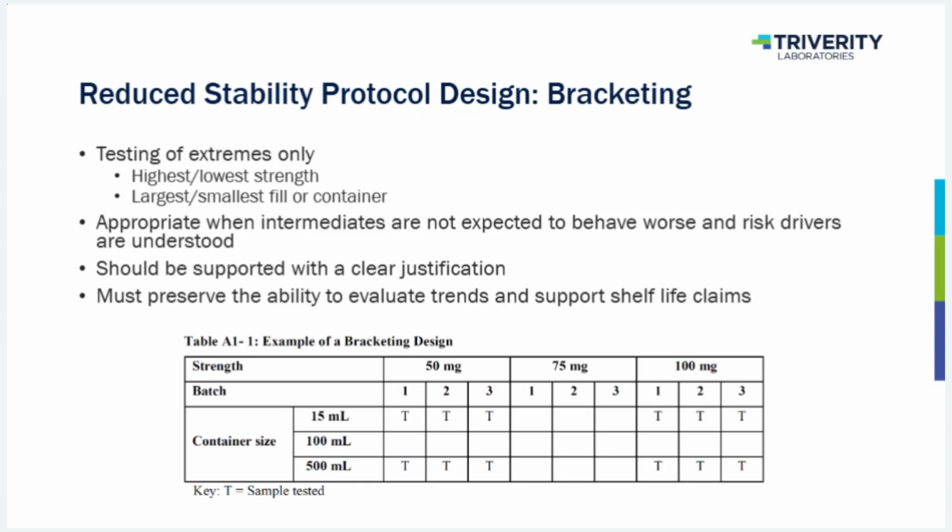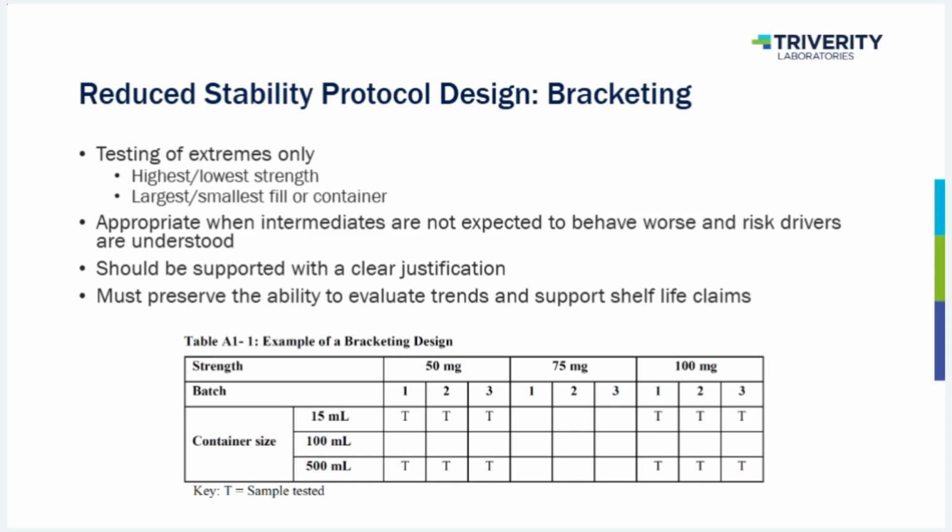So in the table on the bottom of the slide, you can see that there's a 50 milligram, a 75 milligram, and 100 milligram strength of the product, and then 3 container sizes, 15 milliliters, 100, and 500, which is a wild range, 15 to 500. But you can see the bracket that they're doing is that they're testing 3 lots of the 50 milligram at the high and low container size, and 3 lots of the 100 milligram at the high and low container size. So the 75 milligram and the 100 milliliter aren't represented anywhere in stability.